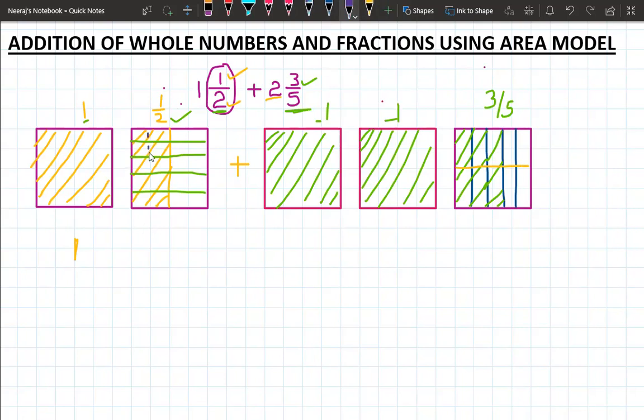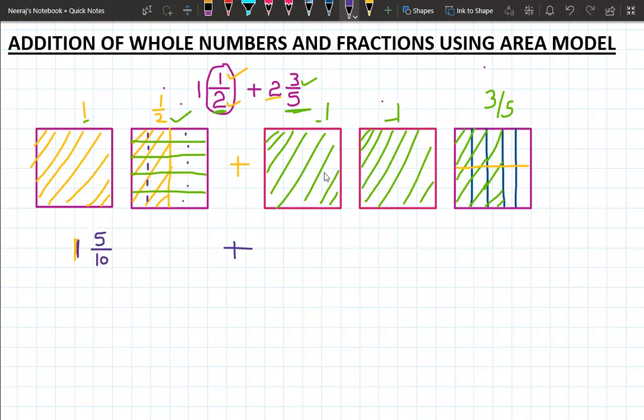This is 1, 2, 3, 4 and 5. So how many total parts are there? 6, 7, 8, 9 and 10. So there are 10 total parts. And how many parts are shaded now? 1, 2, 3, 4, 5. So 5 parts are shaded out of 10 equal parts and there is one whole. So now the new mixed fraction has become 1 and 5 by 10.